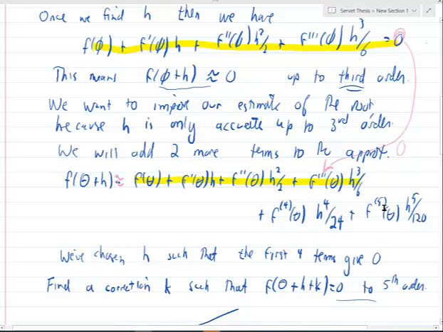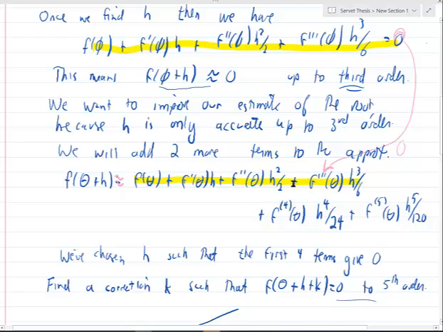So we've chosen h so that the first 4 terms give 0, but these 2 terms don't give 0. So f of theta plus h is not 0 to fifth order. It's only 0 to third order. But we want to find this correction k that makes it 0 to fifth order. So how do we do that?